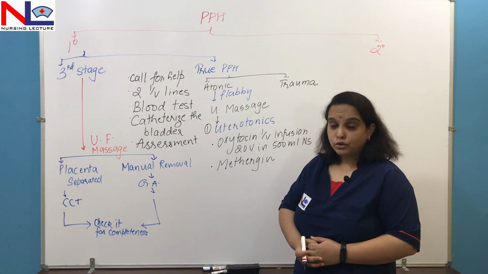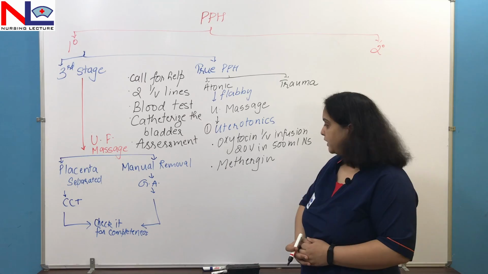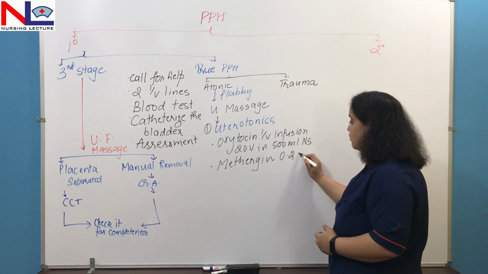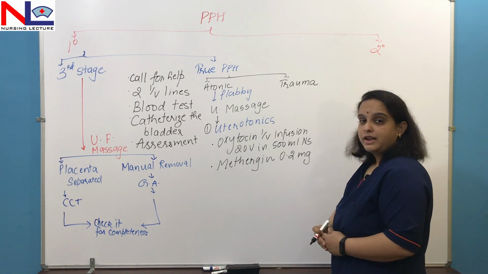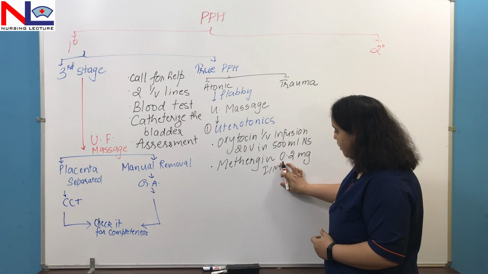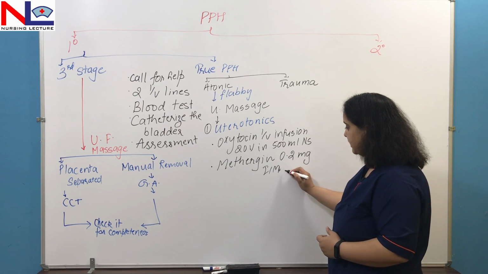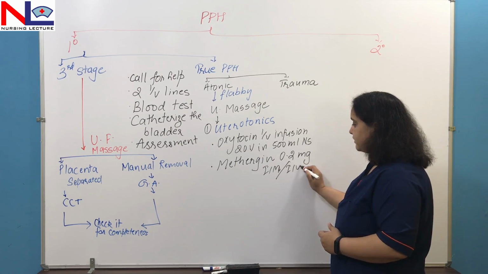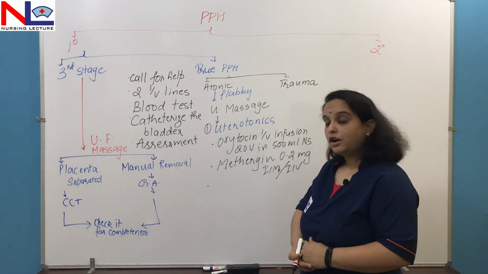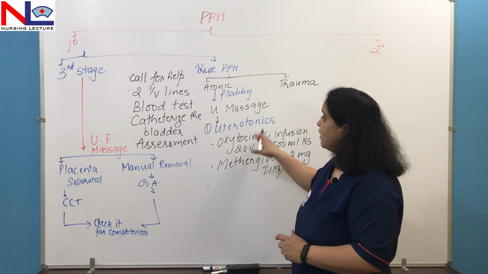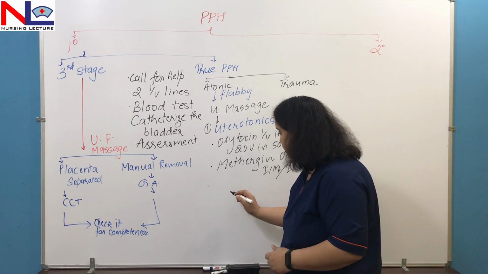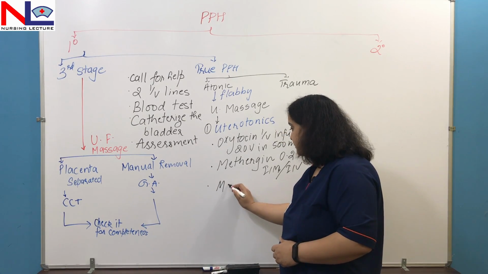Methergin, that is ergonovine or ergometrine, whatever you can say. Methergin is to be given at about 0.2 milligram, and this can be given intramuscularly or intravenously. If methergin is not working yet and is not making the uterus hard, then we will go for another drug, that is misoprostol.